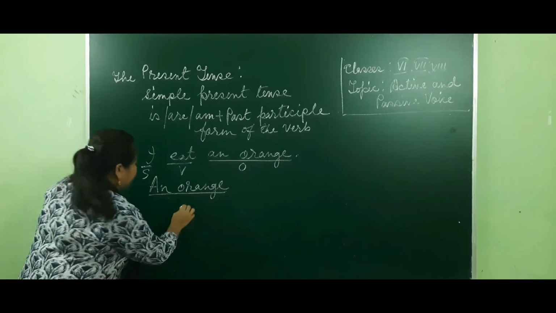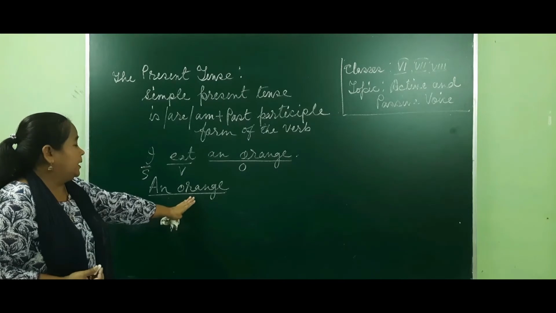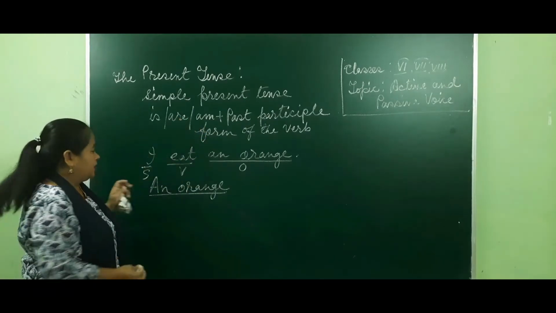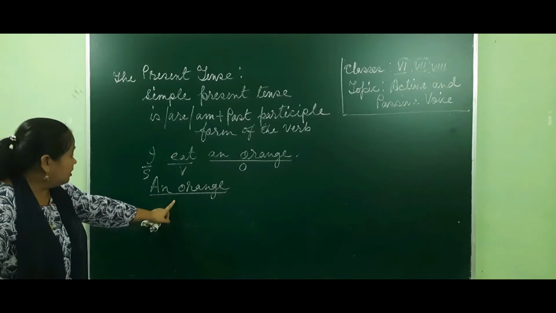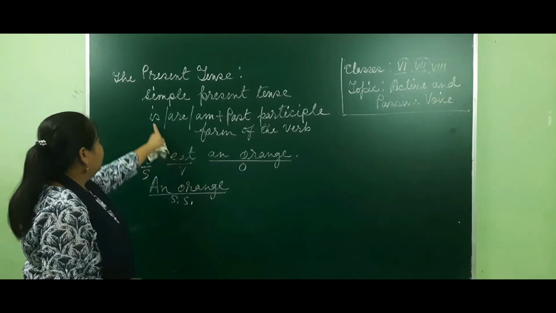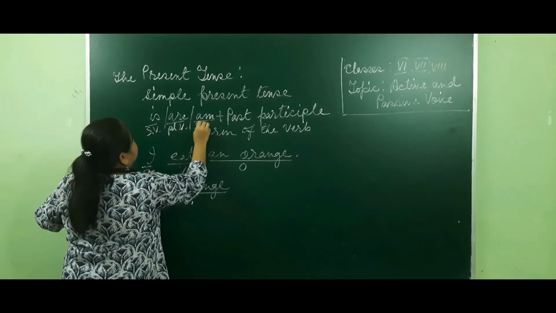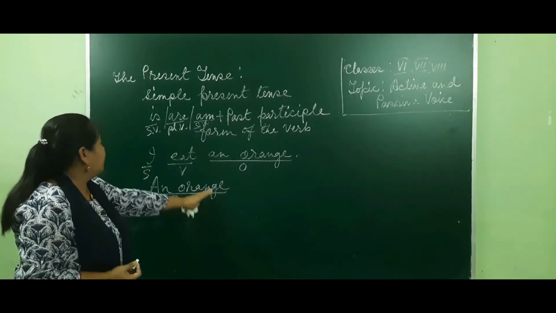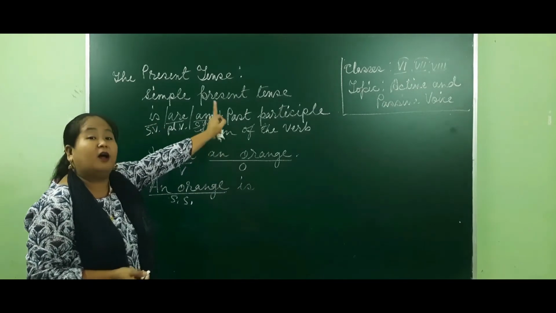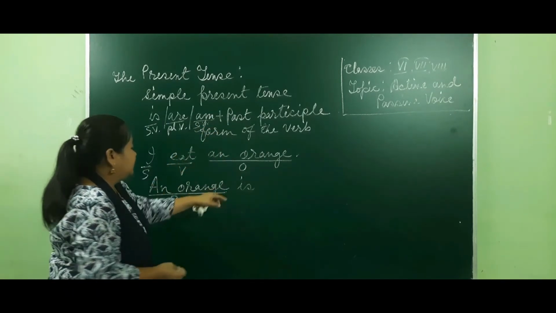The next thing you should do is check whether your subject is singular or plural. Accordingly, you will choose the verb. Your subject is now a singular subject, an orange, right? Is is a singular verb, are is a plural verb, am is also a singular verb. So an orange, a singular subject, takes the singular verb is. Then the past participle form of the verb, the third form of the verb. Whatever verb is given here, eat, ate, eaten, the third form. An orange is eaten.